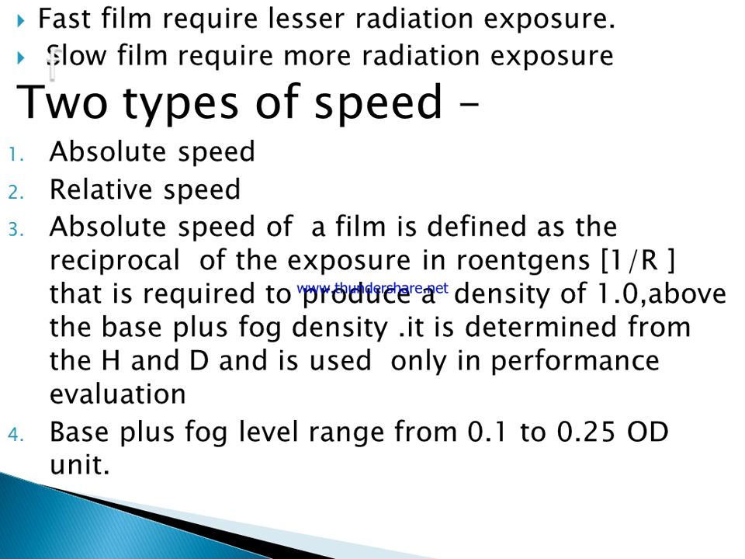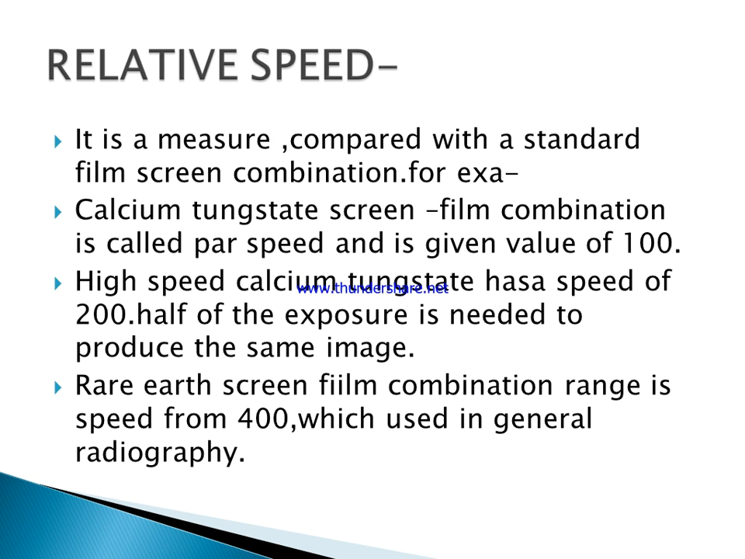Absolute speed is the reciprocal of the exposure in Roentgen that is required to produce a density of 1.0 above the base plus fog density, and it is also determined from the H and D curve. It is used only in performance evaluation. And the base plus fog level ranges from 0.1 to 0.25 optical density unit.